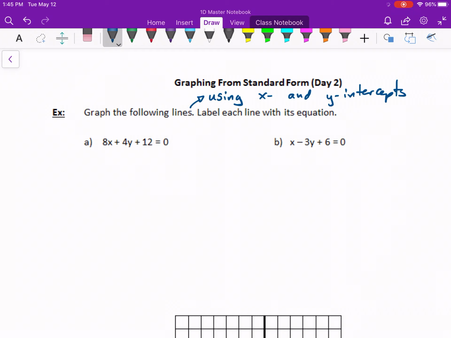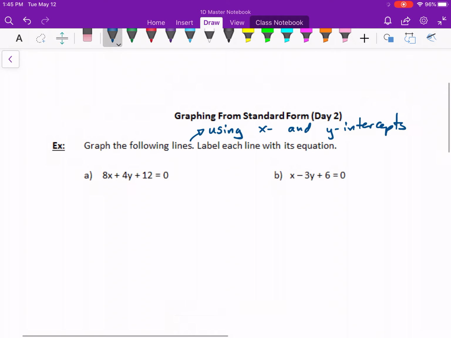I've got a nice short lesson for you today. We're going to carry on working with standard form. Last lesson we saw how standard form was a particular way of writing a relation. It was ax plus by plus c equals 0.